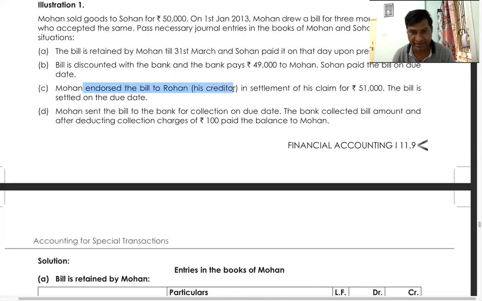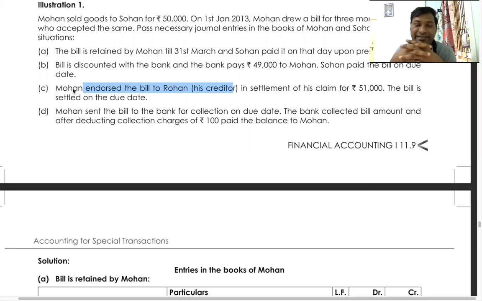To his creditor, in settlement of his claim for 51,000. This bill is settled on the due date. Look at this one. Mohan has to pay 51,000, but this is settled for 50,000. The bill that he has given is only 50,000 worth, but he has to pay 51,000. Rohan has to receive 51,000 from Mohan.